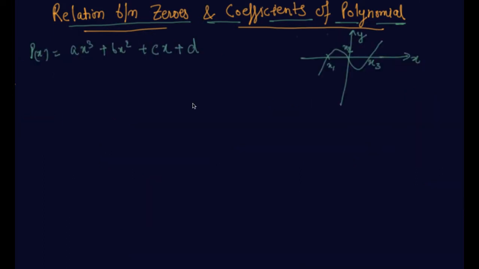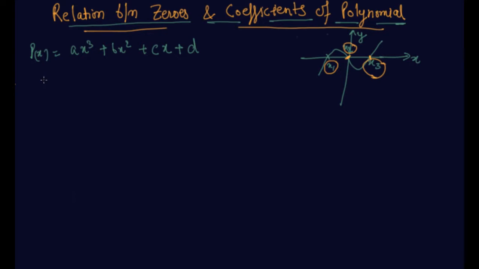So students, here is one example for a cubic polynomial, and I'll tell you about the relation between the zeros and the coefficients of the polynomial. The three zeros of this polynomial are x1, x2 and x3. So basically I will tell you what the relation is between the zeros and the coefficients of the polynomial. Let me first write the simple formula, as we wrote for a quadratic equation.